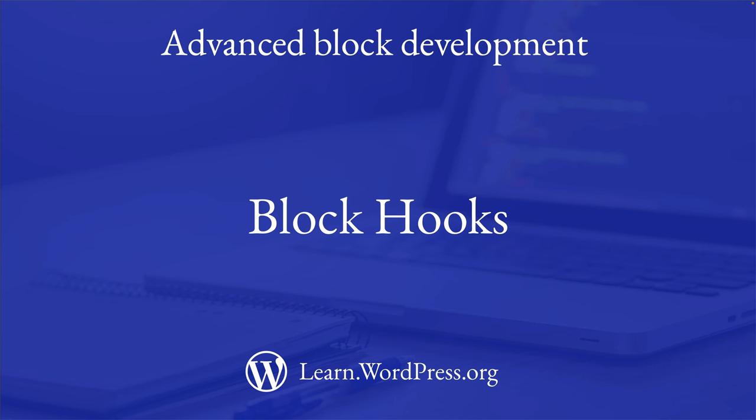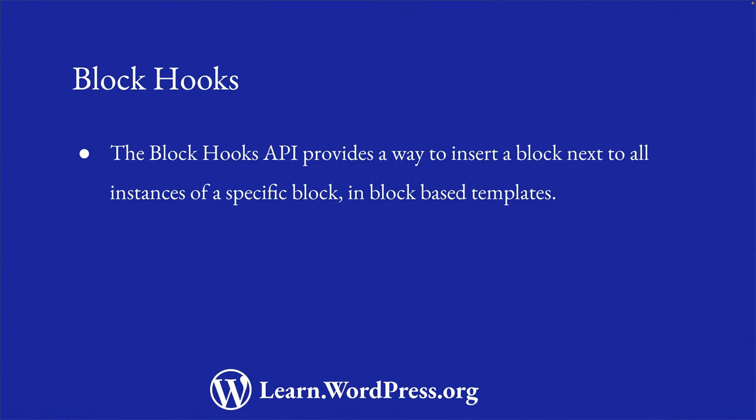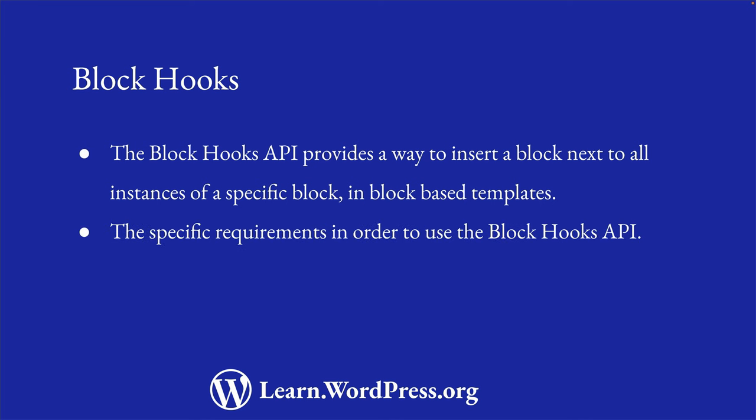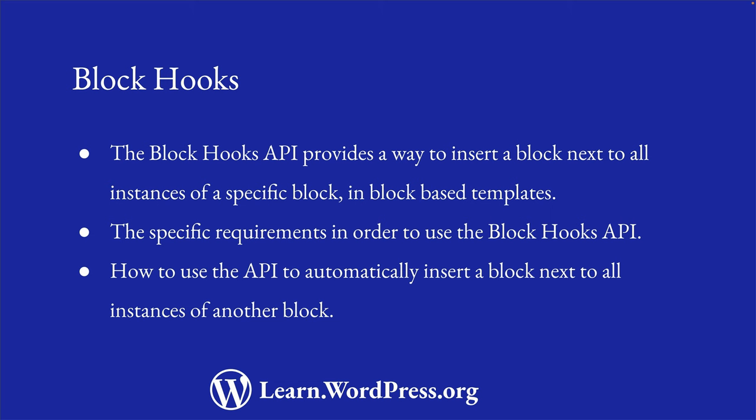Not to be confused with block editor action and filter hooks, the block editor also has something called the block hooks API. This API provides a way to automatically insert your block next to all instances of a specific block in block-based templates, template parts, and patterns of a WordPress theme. In this lesson, you'll learn about the specific requirements needed in order to use the block hooks API, and how to use it to automatically insert a block next to all instances of the target block.